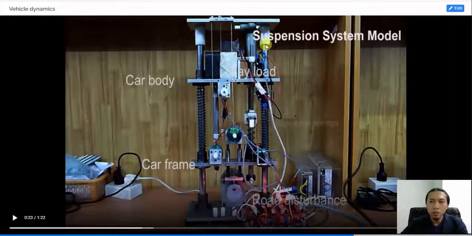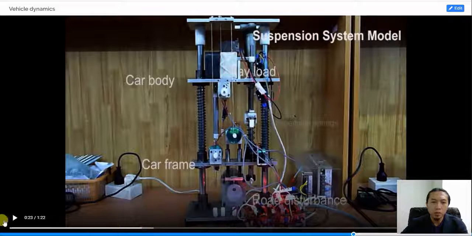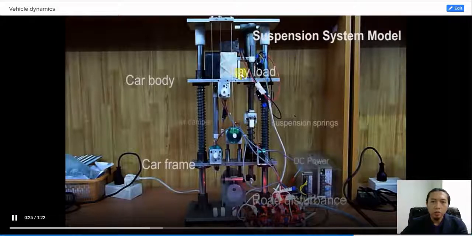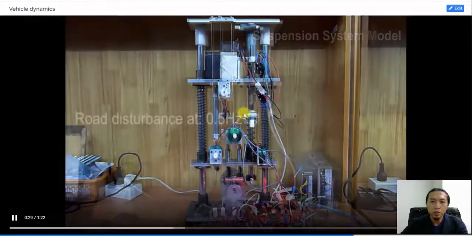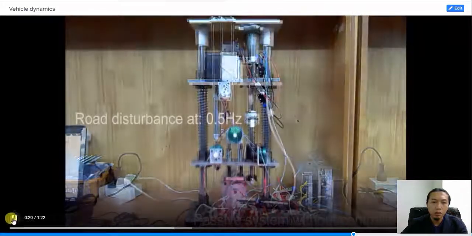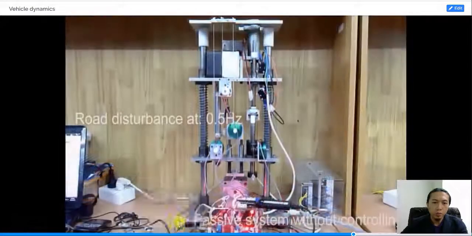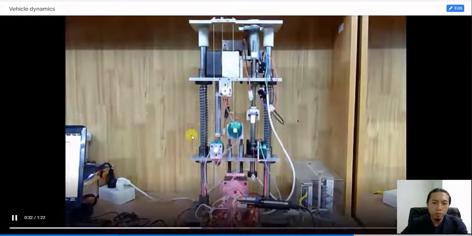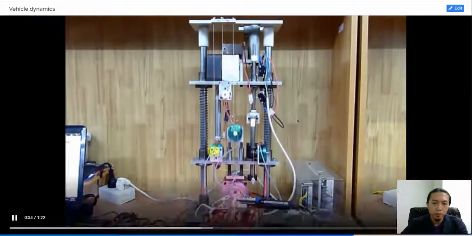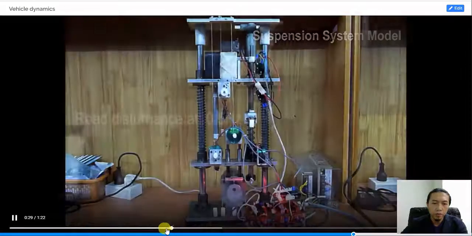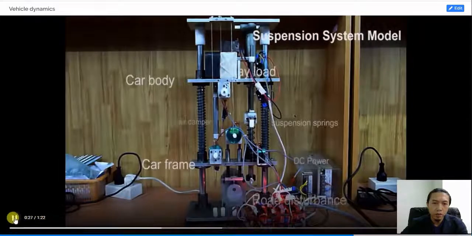Here you can see the suspension model. This is a payload, which is the car body. This is the suspension spring. This is the car frame. At the bottom, we see the road disturbance. We put in an input as a road disturbance.